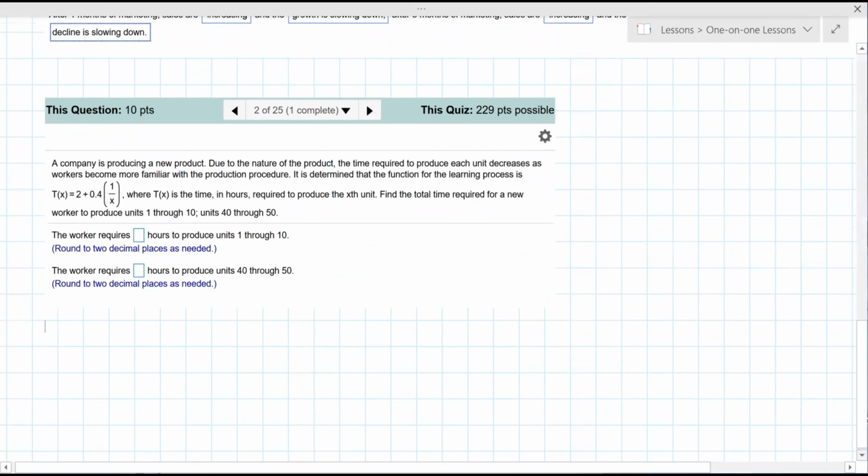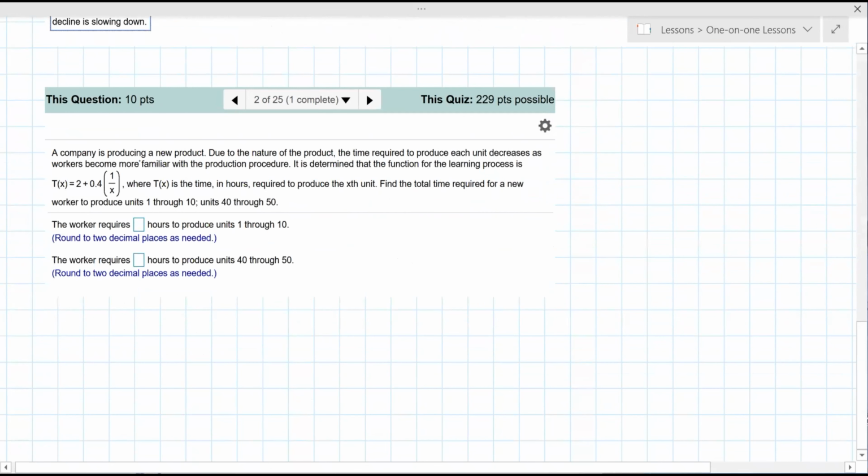Okay, so question two here, it says the company is producing new products. Find the total time required for a new worker to produce units 1 through 10, units 40 through 50. So the total time required, I believe, is the integral of this.